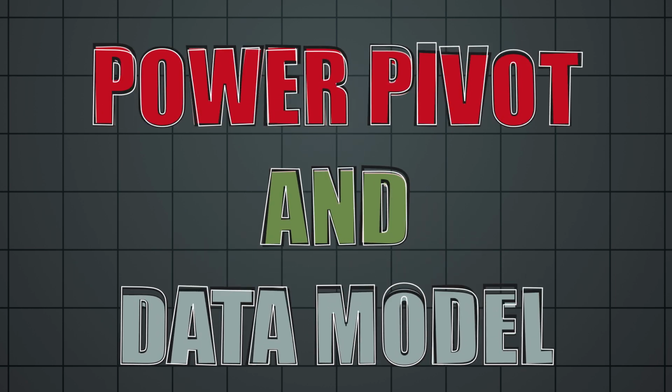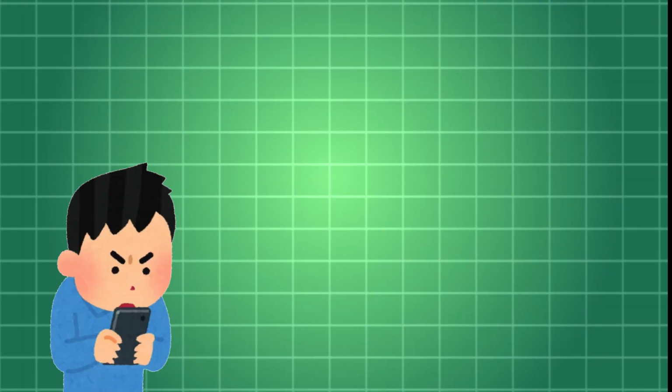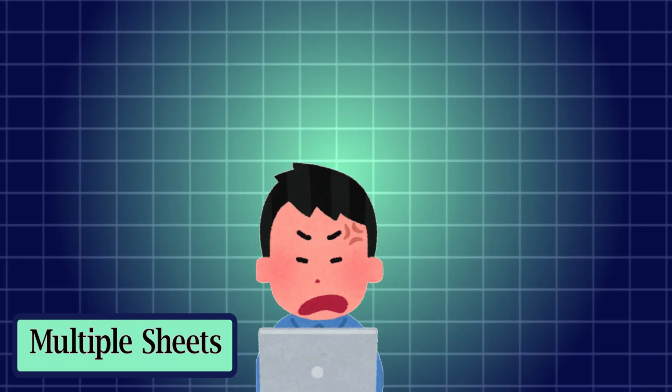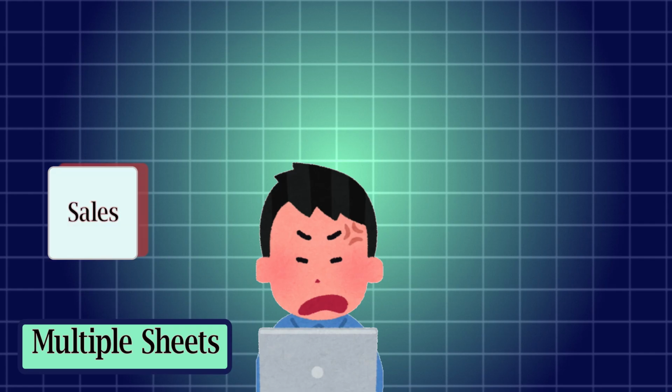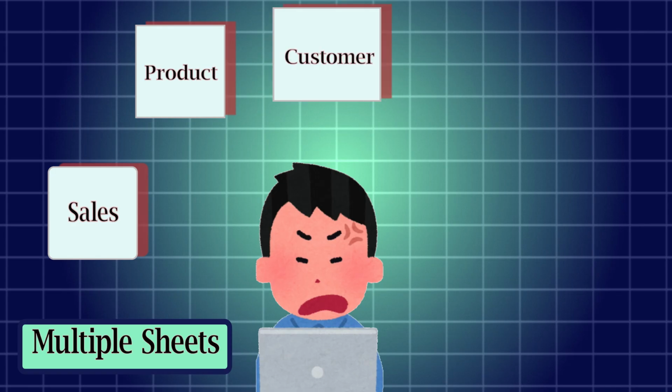In this video, we will learn about Power Pivot and data models. Imagine that your manager asks for a sales report. The data that is required for this sales report is not in a single table. It is scattered across different sheets. There is one sheet for sales data, another sheet for product information, another sheet for customer data, and so on.